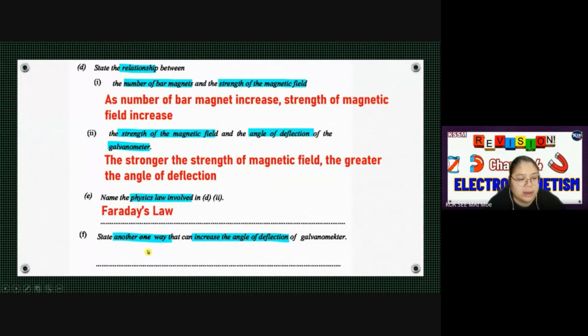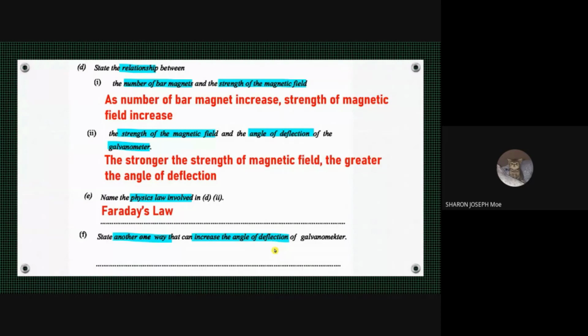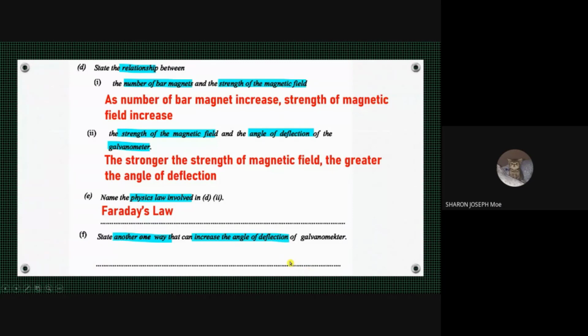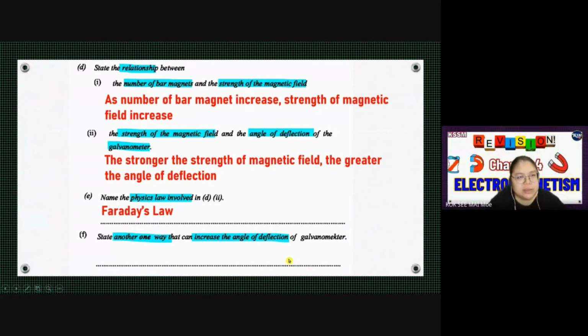Okay? State another way that can increase the angle of deflection of the galvanometer. So for this situation, you cannot mention the magnet, because the diagram already shows you 2 bar magnets. So you need to think of another way to make the deflection bigger. Okay? So we go and ask Sharon. Sharon, what's the answer for F? Increase the number of magnets. Cannot, because the 2 diagrams already show the magnets. Increase the strength of the magnet. Increasing the strength means you increase the magnet.